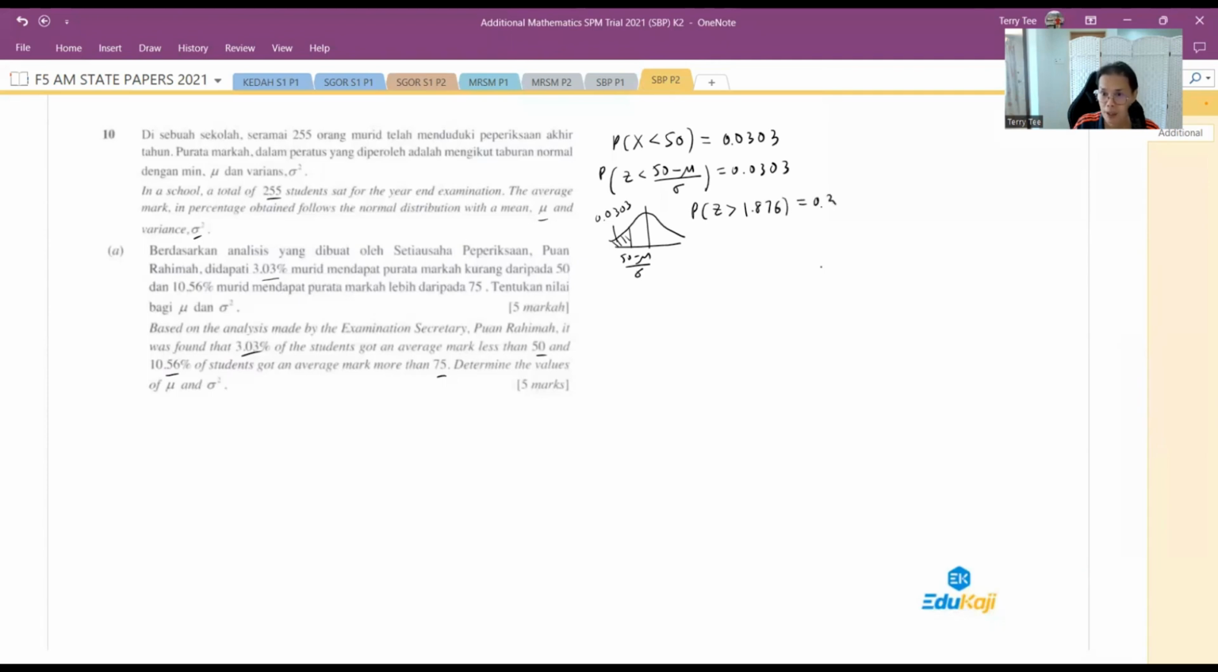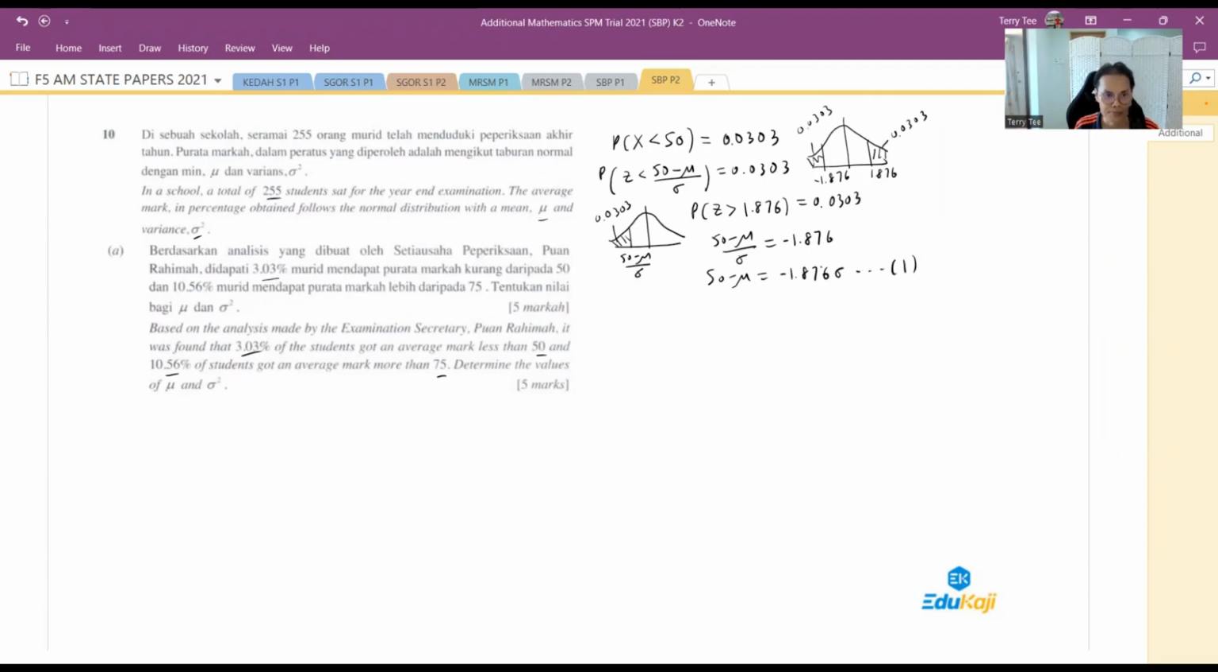Okay, so when you use the mathematical table, it's always based on the upper tail, right? So you need to understand that it's always upper tail. That's why it's always more than. But we can actually flip it over. For example, if you use a table and read 1.876, this is 0.0303. However, you can see this is on the left. So you're going to flip it over. So when you flip it over, this 50 minus mu over sigma is now equivalent to negative 1.876. It's negative because it's on the left-hand side. So as in you flip this to the left, they are symmetrical. Okay, let's multiply this up: 50 minus mu equals negative 1.876 sigma. This is your first equation.